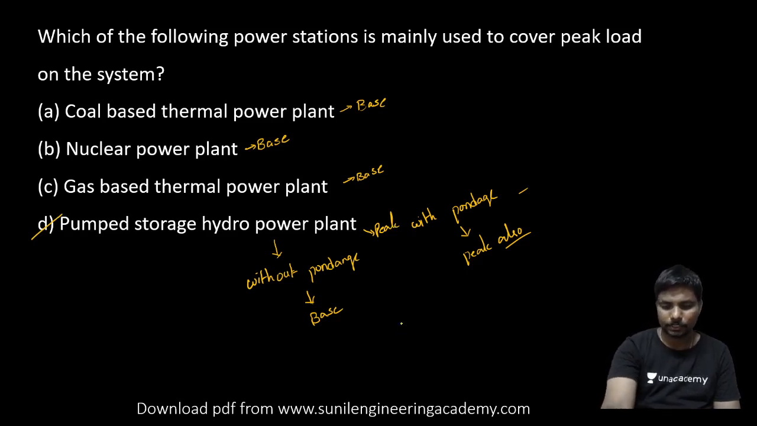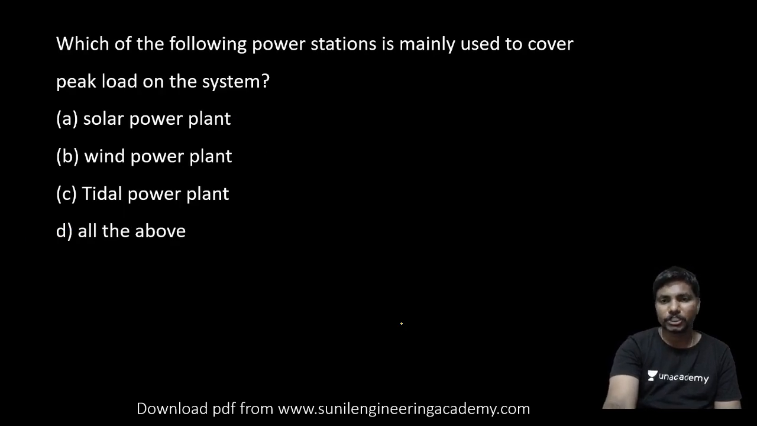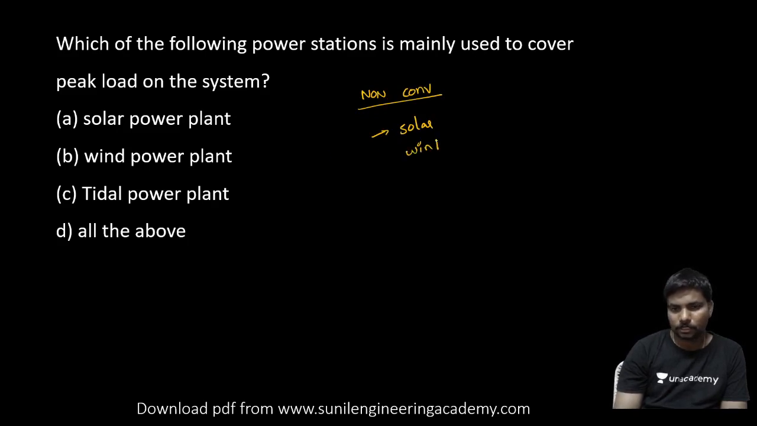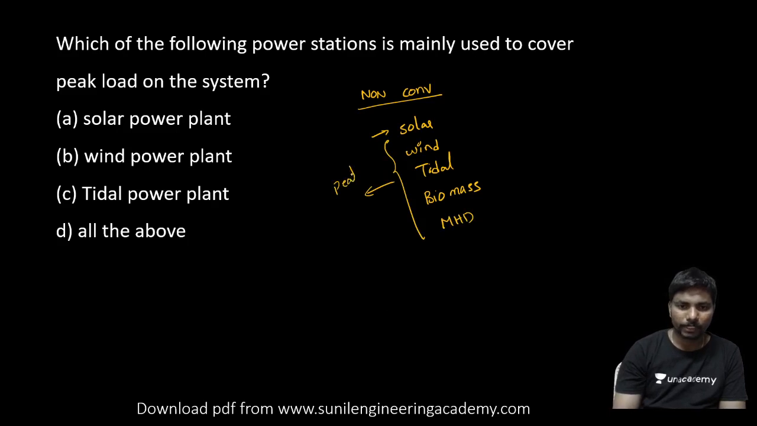Okay, coming to the next. Which of the following power stations is mainly used to cover the peak load on the system? All these are non-conventional, we know very well: solar, wind, tidal, biomass and magnetohydrodynamic power generation. All these can serve only for peak.